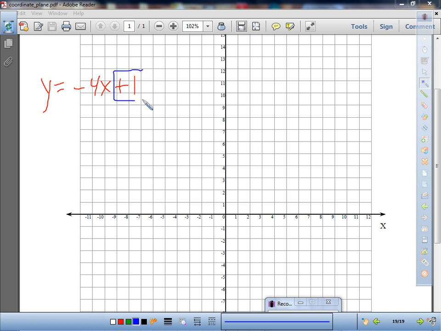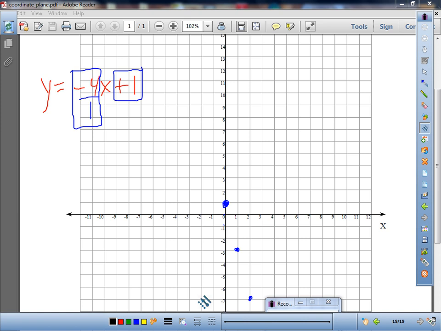We start with our y-intercept. What is our y-intercept? Plus 1. So we plot our point there. Now we use the slope that we found, which was negative 4, but in fraction form is what? Negative 4 over 1. That tells me to go 4 steps down, 1 to the right. 1, 2, 3, 4, 1 to the right. Plot your point. Do it again. Get your ruler and graph your line all the way through.